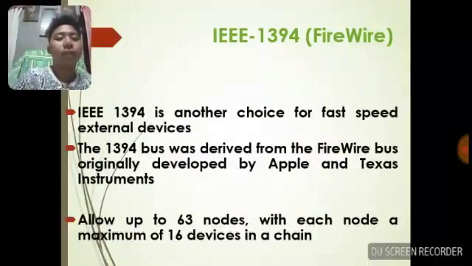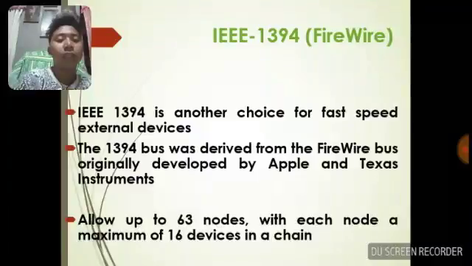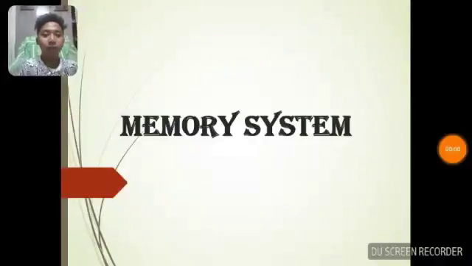IEEE 1394 or FireWire. IEEE 1394 is another choice for high-speed external devices. The 1394 was derived from FireWire, which was originally developed by Apple and Texas Instruments. It allows up to 63 nodes, with each node having a maximum of 16 devices in each chain.